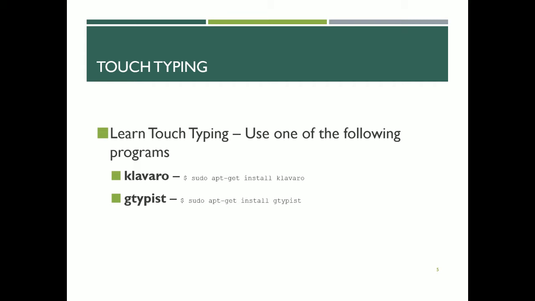So how to learn touch typing? There are two programs that I know of. One is Klavaro and the other is gtypist. If you're on Debian or Ubuntu, you can directly install them via apt-get install klavaro and apt-get install gtypist. My personal favorite is gtypist. That's what I use to learn touch typing. It's pretty good. Both of them are pretty good. You guys can try it out.